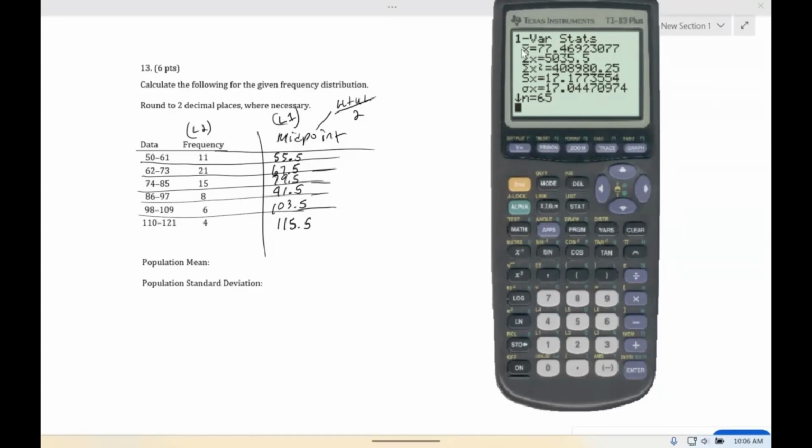Now notice in the printout we see x bar. x bar is both the population mean and the sample mean. So for this example, our population mean would be 77.47, rounded to 2 decimal places. And for our population standard deviation, keep in mind that s sub x is the sample standard deviation and sigma sub x is the population standard deviation. So our population standard deviation here should be 17.04.